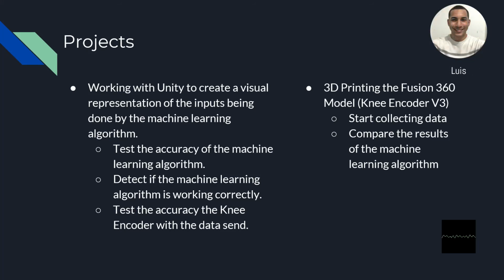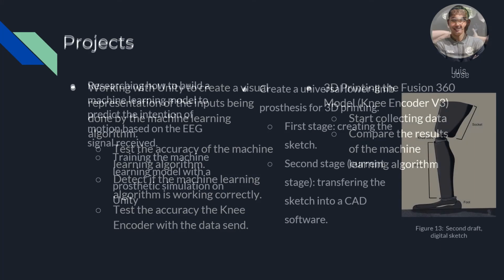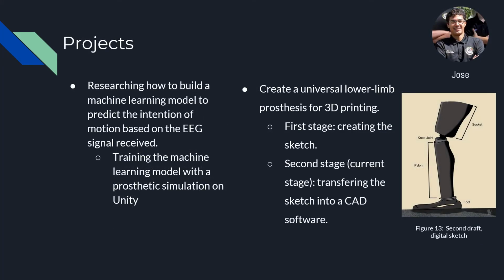3D printing the model generated in Fusion 360 to be able to start collecting data and use it to train the machine learning algorithm. Researching how to build a machine learning model to predict the intention of motion based on the electroencephalographic signal received. Training the machine learning model with a prosthetic simulation on Unity.